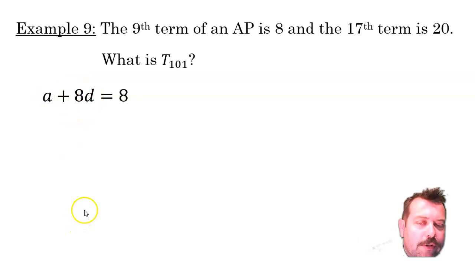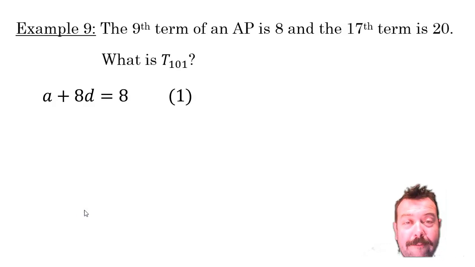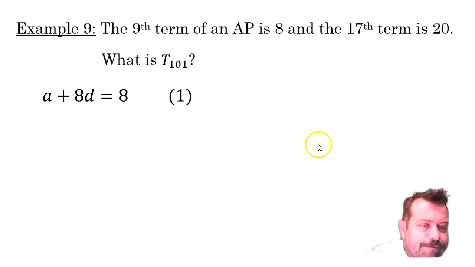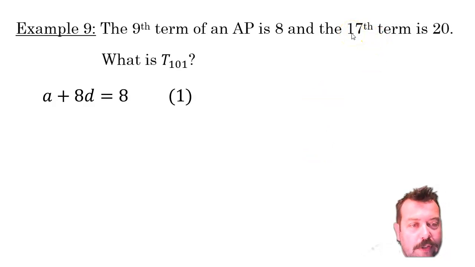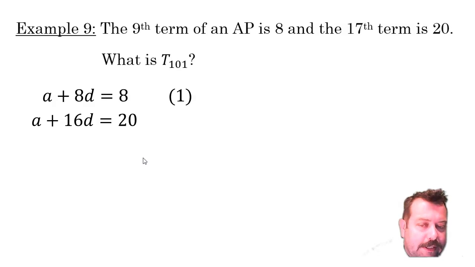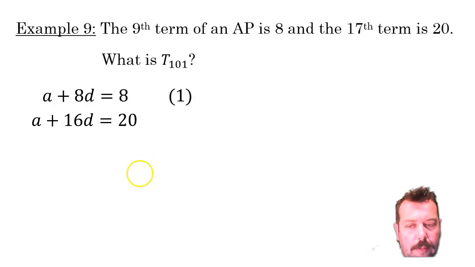A and D are unknown to me at this stage, and I'm going to label that as my first equation, which is probably a pretty strong hint at this stage. We're going to see some simultaneous equations pop up. Of course we are, so we're going to do the same thing now, but with the 17th term. T17 equals 20, or A plus 16D equals 20. Remember n minus 1.